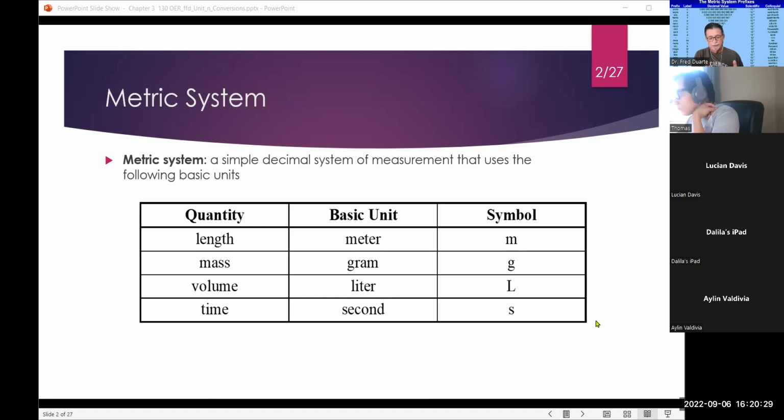All right. So the units for length, mass, volume, and time. Time is pretty consistent. The unit is seconds. It doesn't mean that we don't use hours and so forth, but the standard unit in the metric system is second. With respect to length, we use meters with the symbol lowercase m. For mass, we generally use grams. It does not mean we don't use other ones like kilograms, milligrams, etc., but grams is the standard one, lowercase g. And for volume it is liters, capital L.